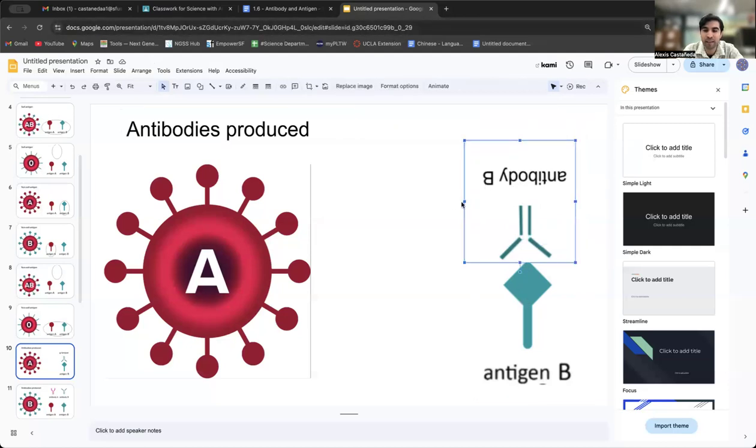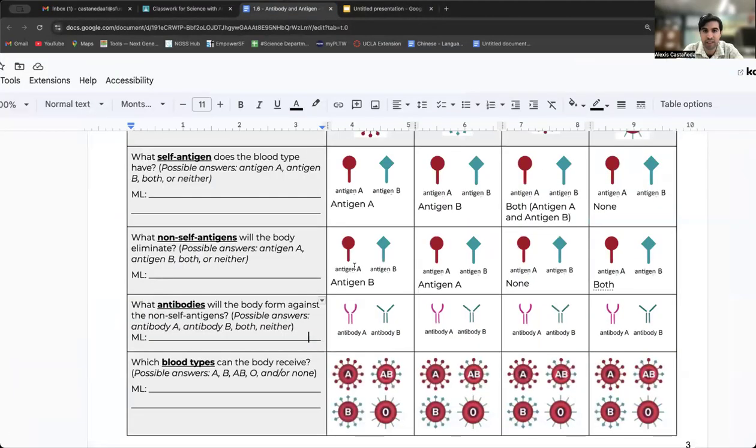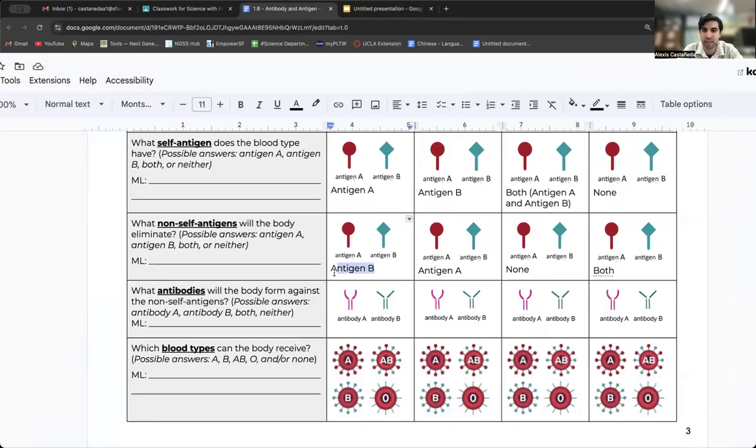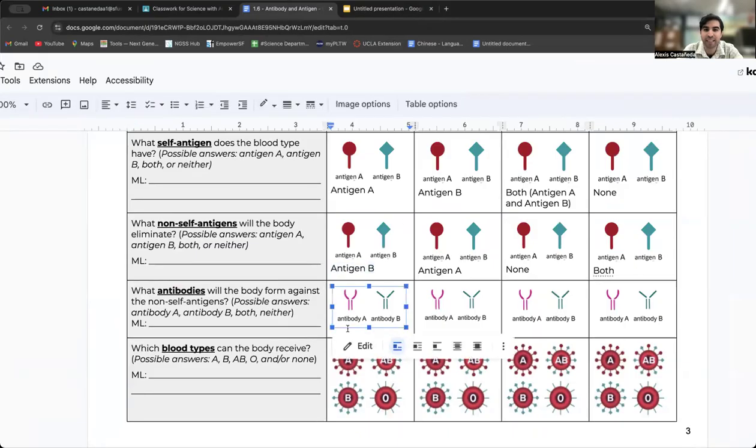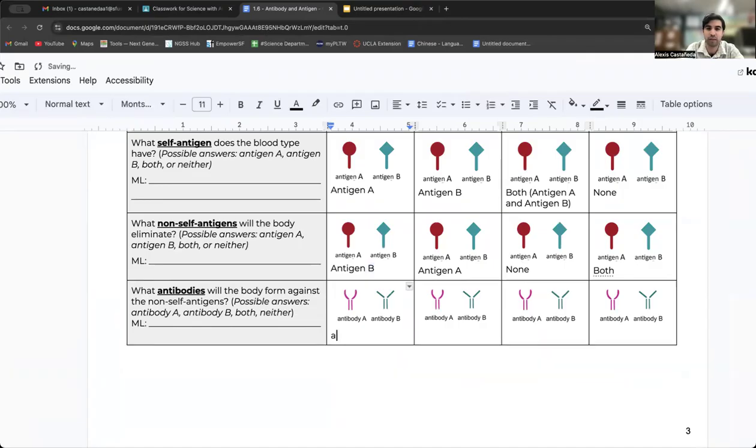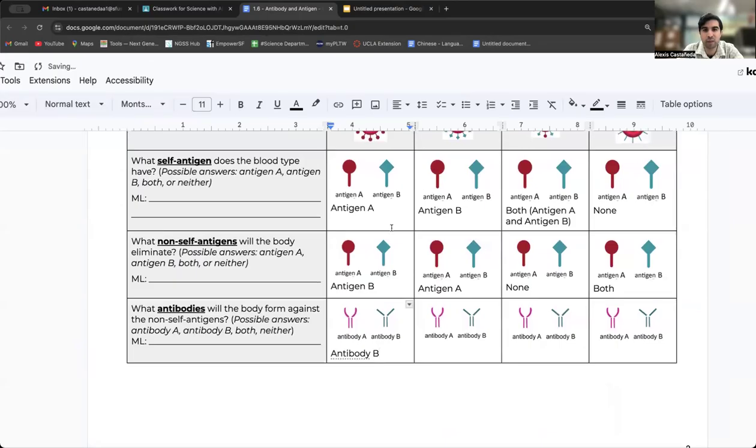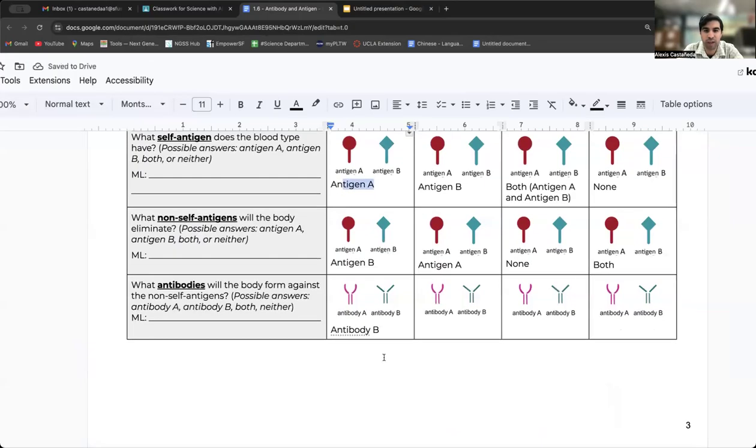So the antibody that it's going to produce is going to be the antibody that fits with the non-self antigen. That means that because antigen B is the non-self antigen, we're going to create antibody B to eliminate it. So blood type A is going to have antigen A, and it's going to create antibody B to eliminate anything that has antigen B.